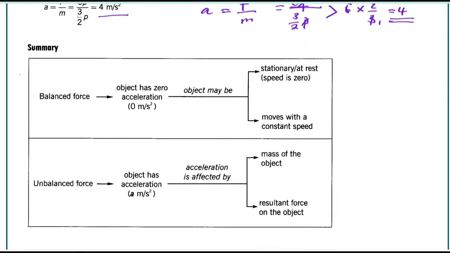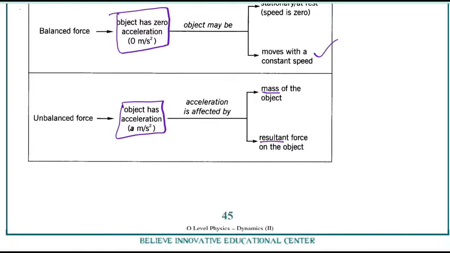So now we have a summary. For balanced forces, the biggest thing we have to know is that they have an acceleration of 0. So the object may either be stationary or move with a constant speed. For unbalanced forces, the object has an acceleration, so the acceleration is not equal to 0. It can either have deceleration or acceleration. The acceleration is affected by the mass of the object, as well as the resultant force of the object.